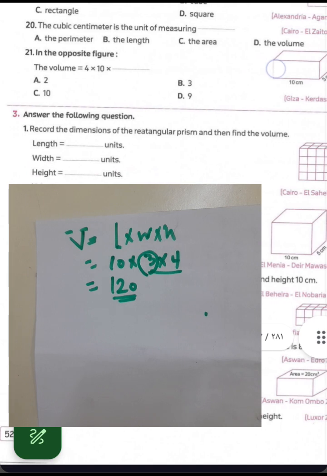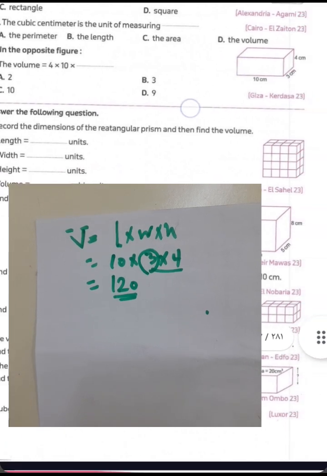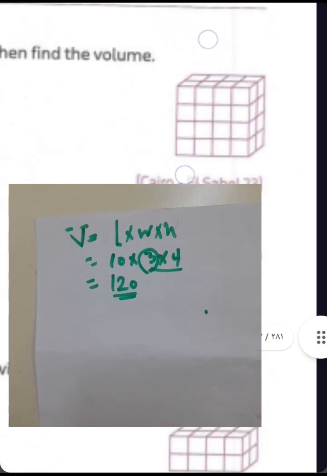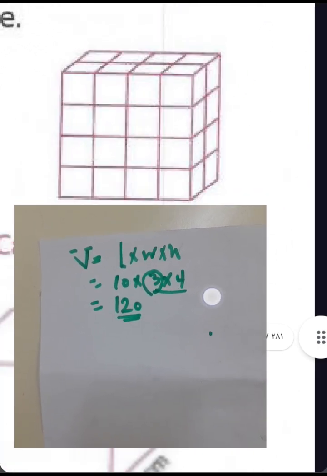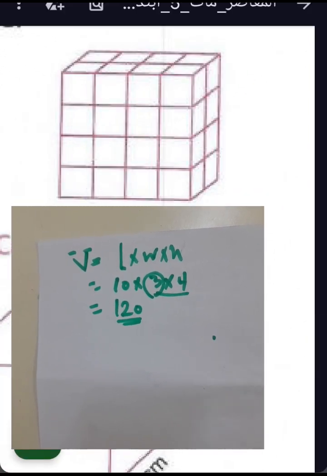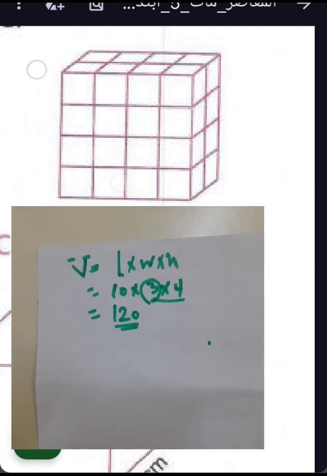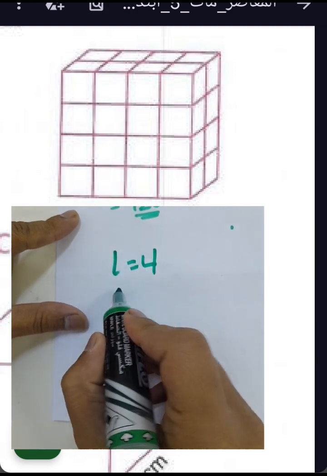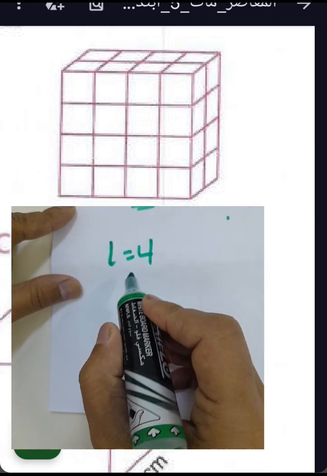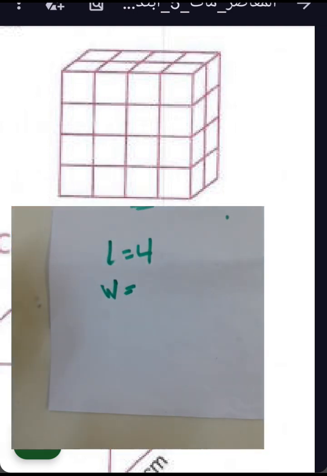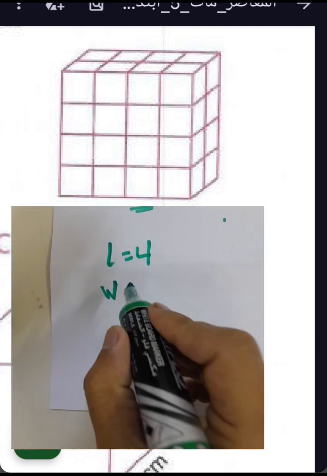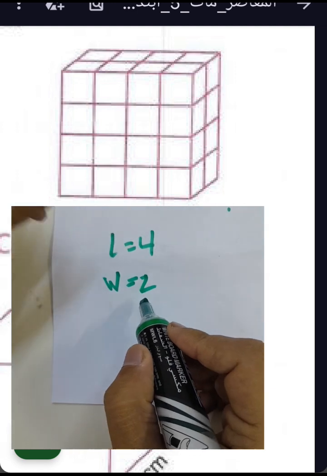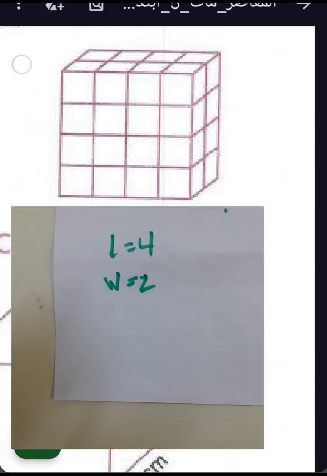Question number 3, answer the following. Record the dimensions here to find the volume. Okay, we can write here length and width and height. Length here, count with me in the example: 1, 2, 3, 4. Okay, and width 2 units. We have length 4 units, width 2 units, and height 1, 2, 3, 4.